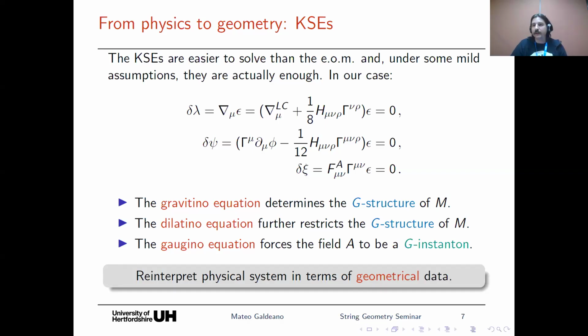And once you've done that, if you want, you can forget about the physics and just solve a problem in differential geometry, which can be interesting on its own. But if you remember that it comes from physics, you might actually be able to say some interesting things about the physics behind it, which I think is very cool as well. So let's do a bit of that.